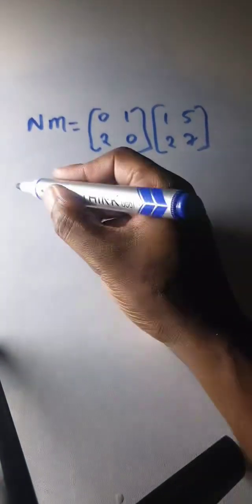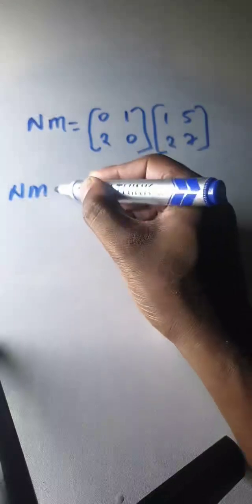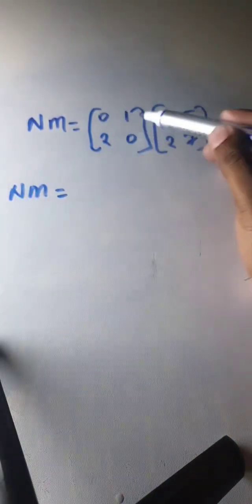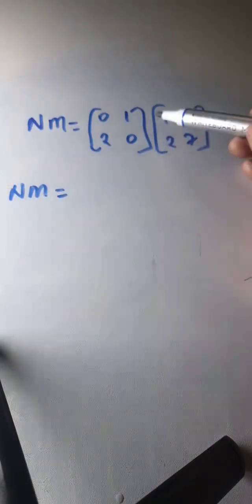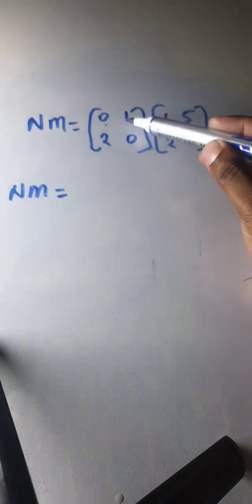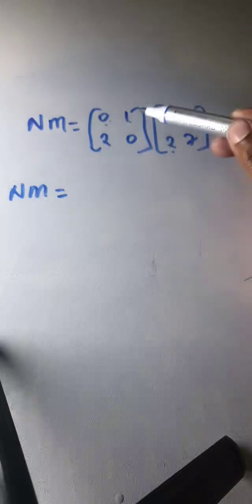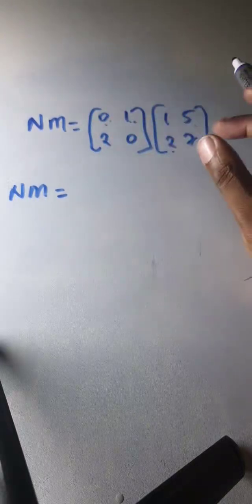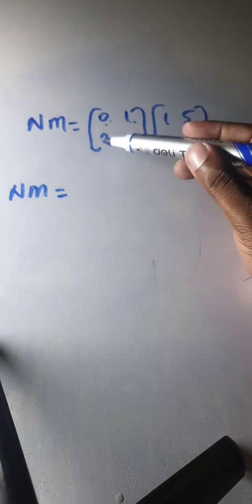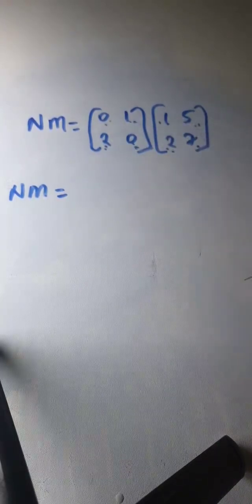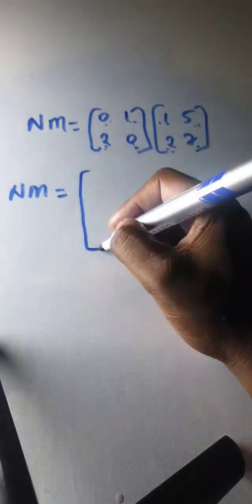When you're multiplying matrices, pay attention, my good friends. We go with row by column. So the first 0 will multiply with the first 1, and the second 1 will multiply with the second 2. When we are done, we come again with the 0 and the first column, and the 1 and the second column.